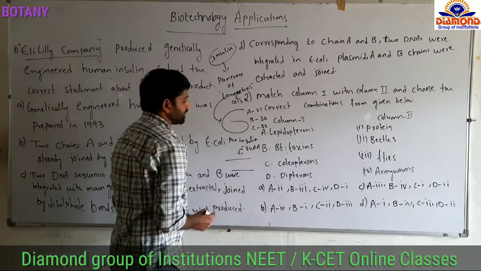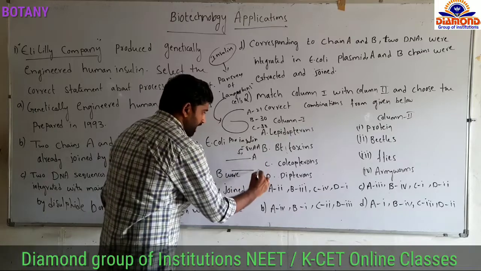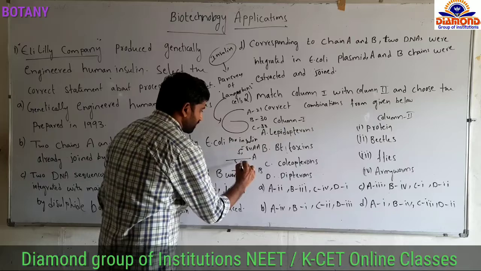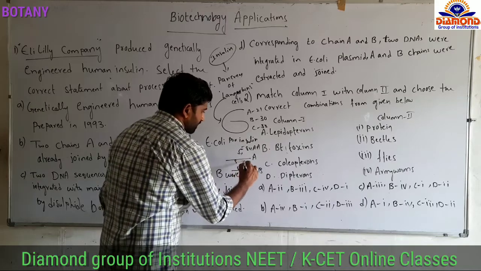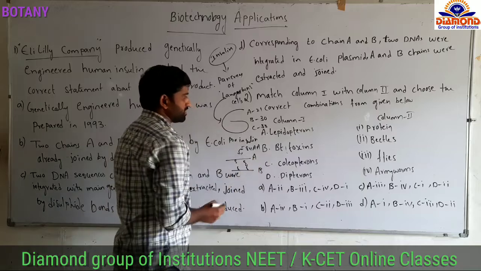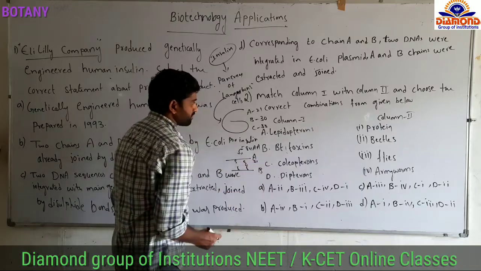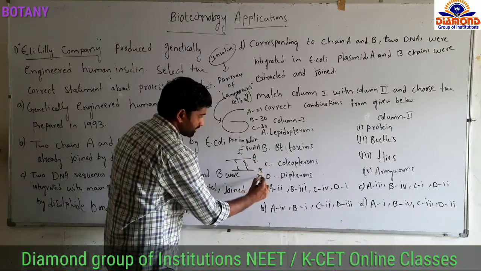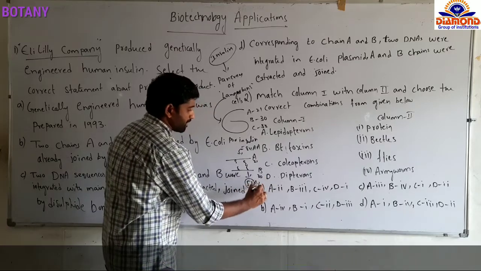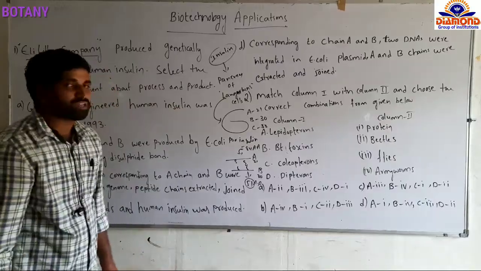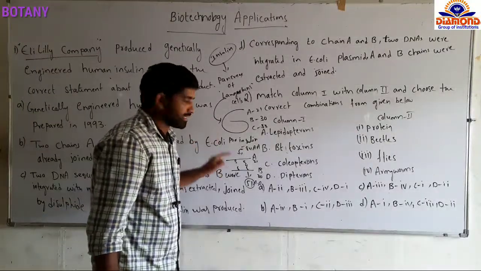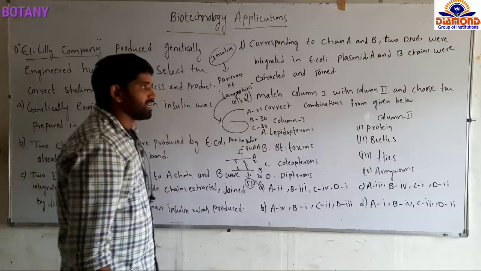In that mature insulin, the A and B chains are connected together by disulfide bonds. So this is the A chain and this is the B chain. The A chain contains 21 amino acids and the B chain contains 30 amino acids. Mature insulin has 51 amino acids. The production of this artificial insulin using E. coli bacteria was done by the Eli Lilly company.